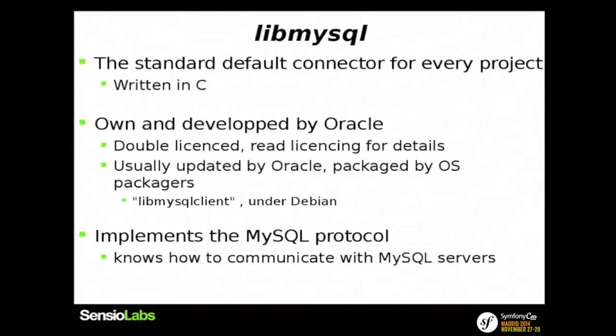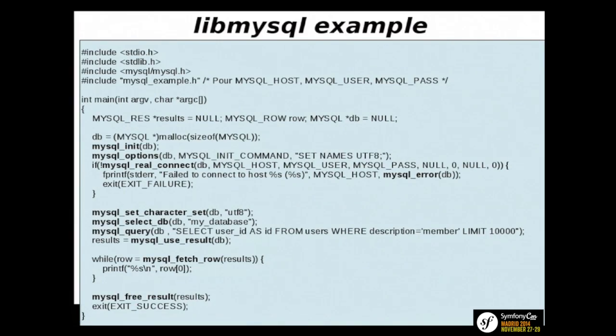Under Debian, you find it with the libmysqlclient package. Okay, it basically implements the MySQL protocol so that whenever you bind a program with it, this program can now communicate with MySQL. This is an example using libmysql. Okay, this is a C example. This is just to remind everybody that PHP is just on top of C, and when we have to design PHP functions, we usually give them the same name as the C layer we use, okay?